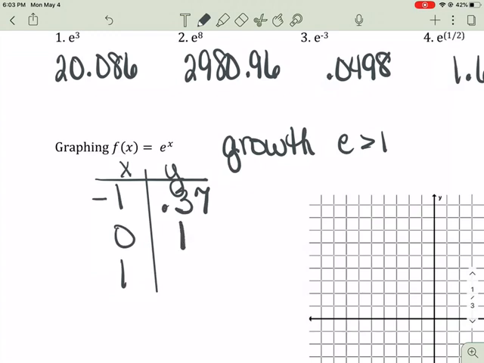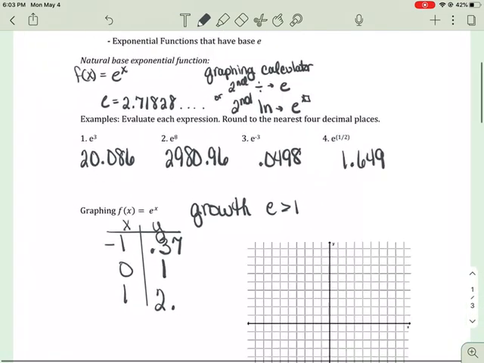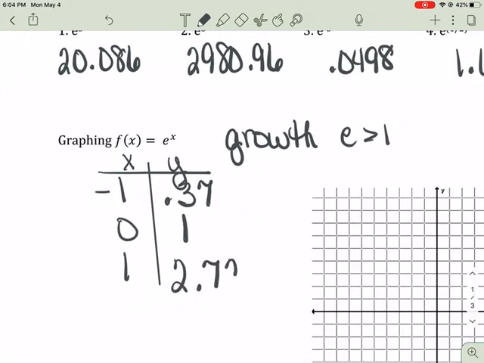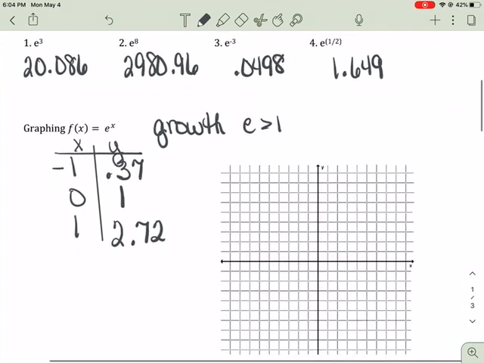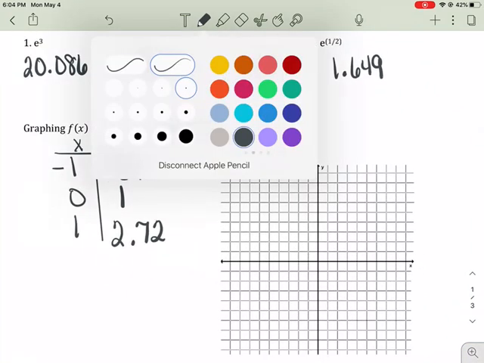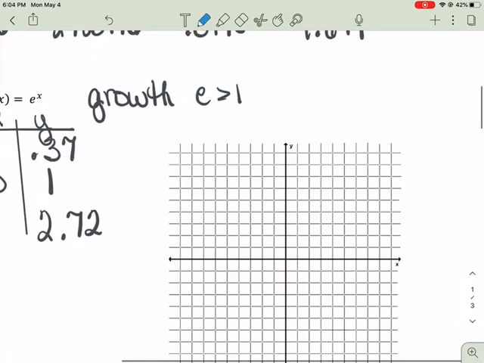0.37. So 0 is going to be 1 because anything to the 0 power is 1. And this is going to be 2.712. All right, so let's graph that. It's not very nice numbers. All right, so let's just graph it: 0.37, 1 and 2.7, so somewhere up here.